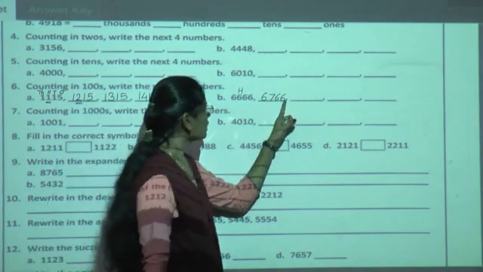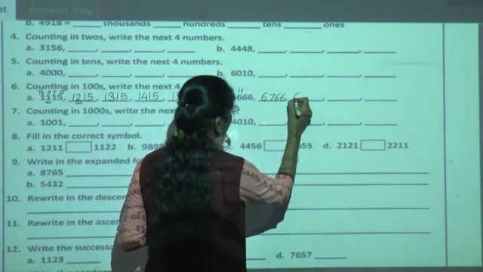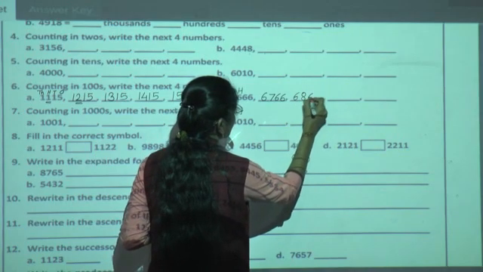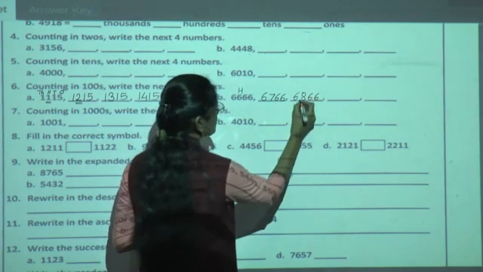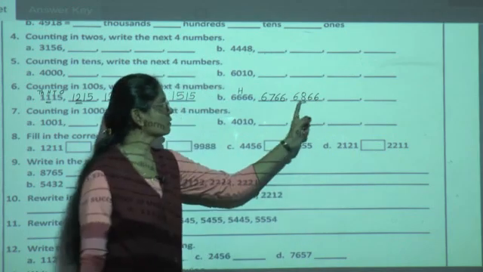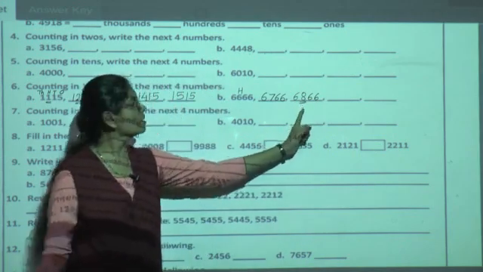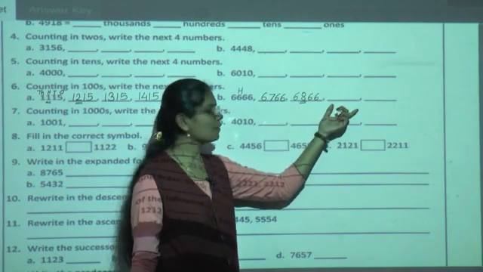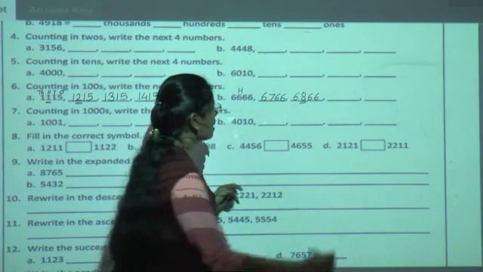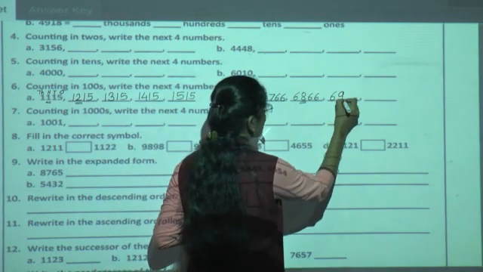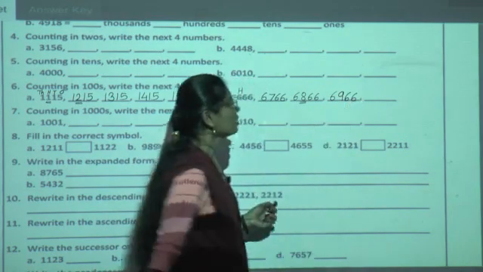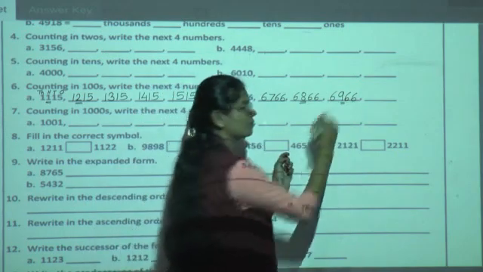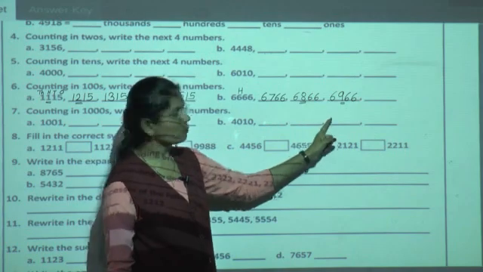So 6766 plus 100, 6866. Now see here at 100 place which number we got? 8. Okay. So add 1 in the 8. 8 plus 1, 9. So what will be the next number? 6966. Now here see students, 9 is there. Okay. So now we have to take one care.